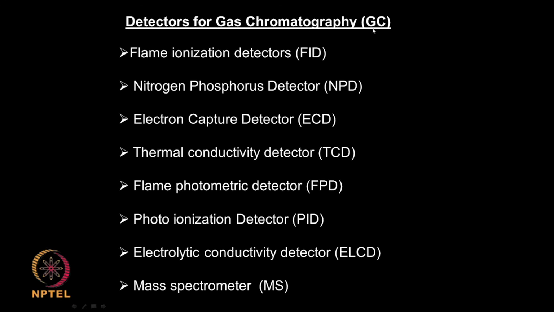Similarly, for gas chromatography, we can have flame ionization detector, nitrogen phosphorus detector, electron capture detector, thermal conductivity detector, flame photometric detector, photoionization detector, electrolytic conductivity detector, mass spectrometer and so on. So, large number of detectors depending upon the type of compounds you are separating, whether it is ionizable, not ionizable, whether it is UV visible, all those things actually.